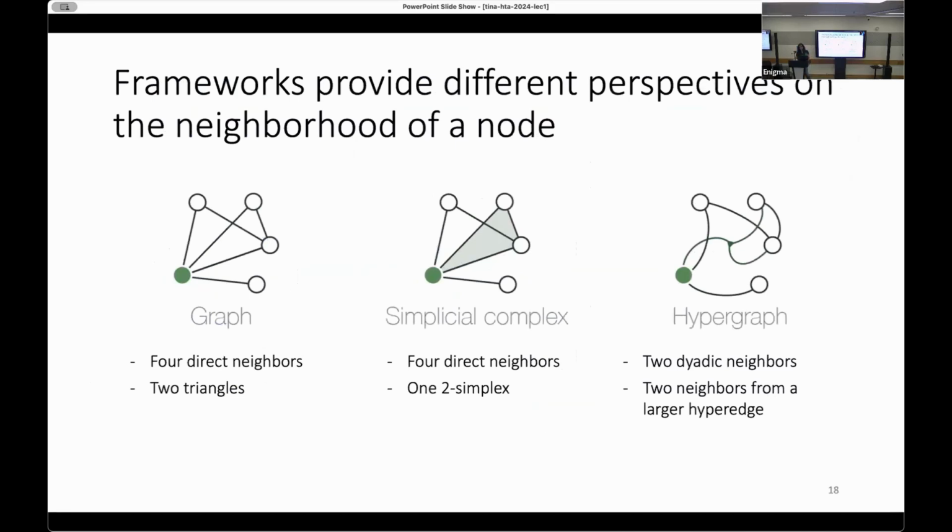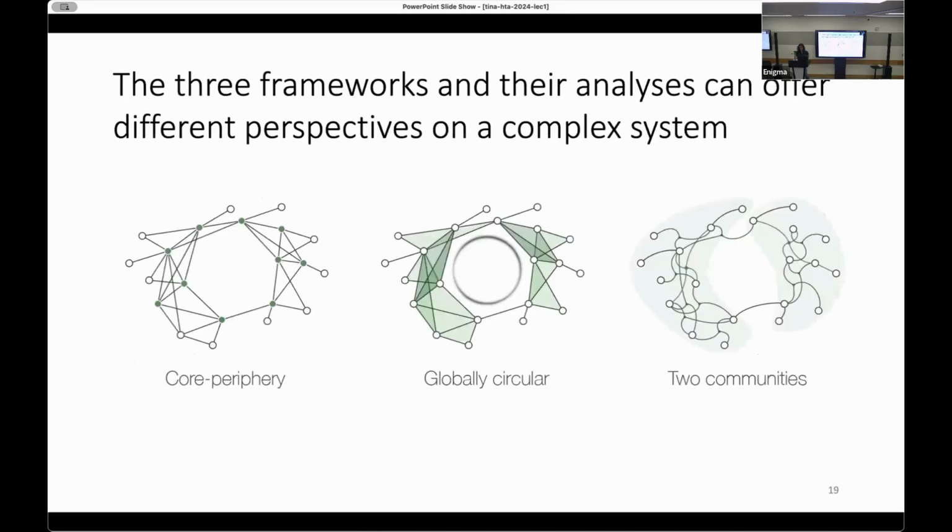So based on how you represent it, again, you get different views of your system, obviously, right? So if I'm interested in this green node and I represent it as a graph, I'm like, okay, I have 4 direct neighbors and 2 triangles. If I represent it as a simplicial complex, I'm like, okay, I have 4 direct neighbors and 2 simplices, 2-simplex. And if I represent it as a hypergraph, I'm like, okay, I have 2 dyadic neighbors and 2 neighbors from a larger hyperedge. And you may say, why should I care about this?